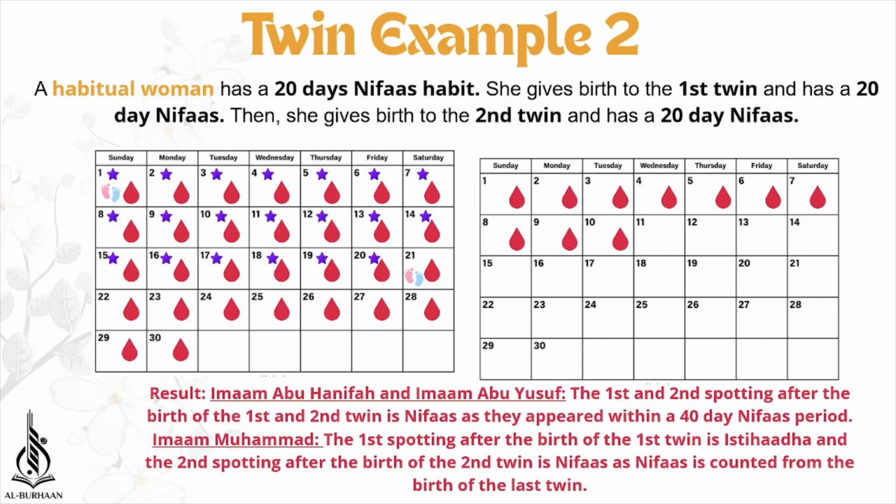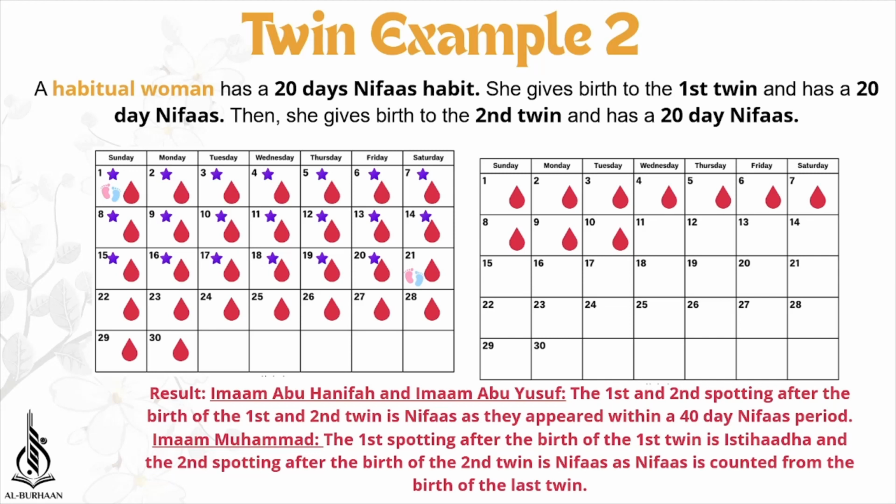What's the result? Imam Abu Hanifa and Imam Abu Yusuf say that the first and second spotting after the birth of the first and second twin is Nifaas, as they appeared within a 40-day Nifaas period. So everything occurred within a 40-day Nifaas, so therefore everything is counted as Nifaas according to them. Imam Muhammad says the first spotting after the birth of the first one is Istihaadhah, and the second spotting after the birth of the first one is Nifaas, as Nifaas is counted from the birth of the last one.